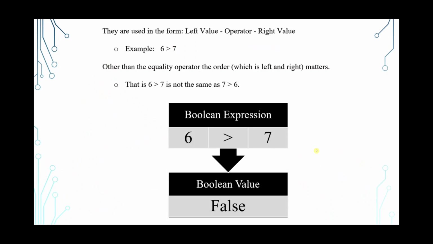So let's try those. So they are used in the form left value operator then right value. So if you see something like this one, then it's a question. Is 6 greater than 7? Now the answer to that is yes, which we say true, or no, where we say false. So is 6 greater than 7? The answer is no, and it's false.